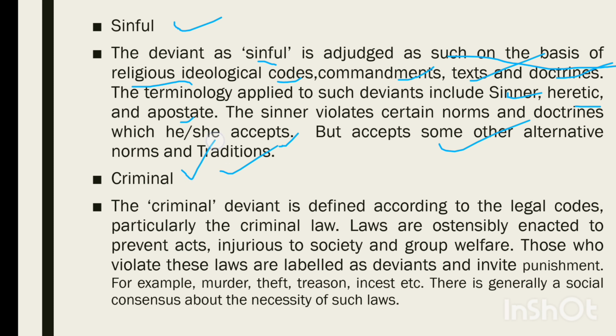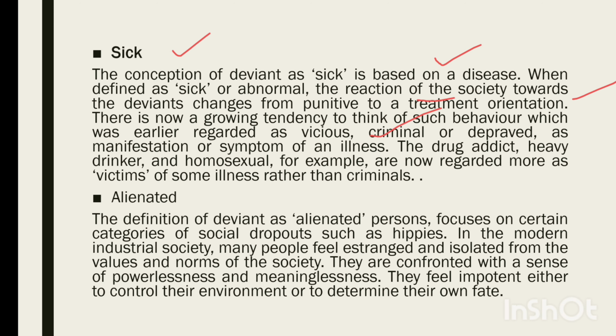Criminal. A criminal deviant is defined according to the legal codes, particularly the criminal laws. Laws are enacted to prevent acts injurious to society and group welfare. Those who violate these laws are labeled as deviant and invite punishments. For example, murder, theft.